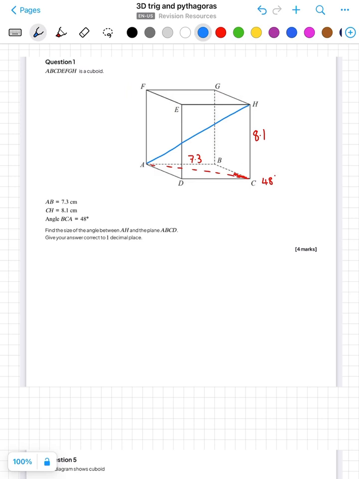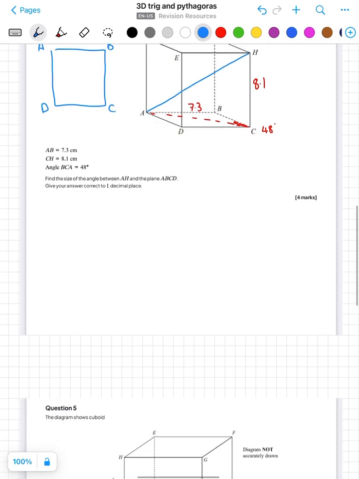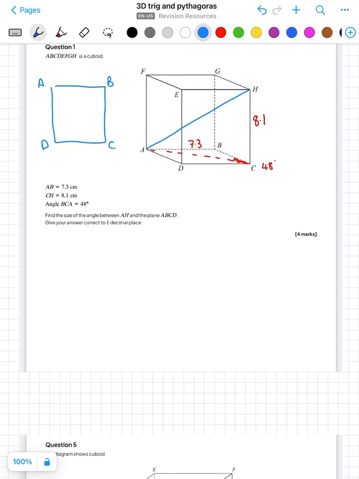Now the plane ABCD, we want to look at this from top view down. A, B, C and D. We want to look at the angle that the blue diagonal AH makes with the plane, and that is to say with the line CA. So we want to know the angle that AH makes with the plane, this angle here.